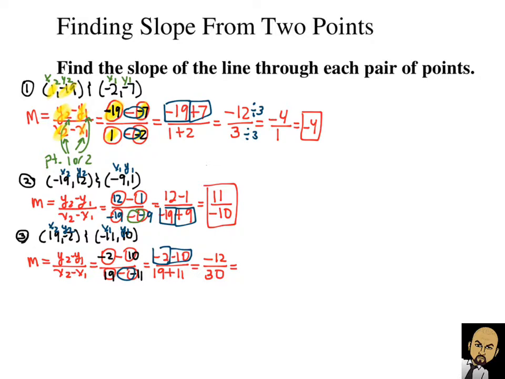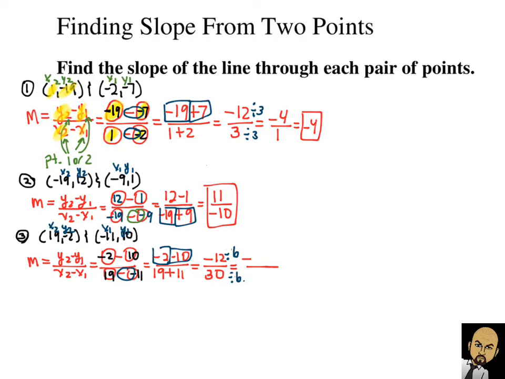Last but not least, we got to simplify. Well, our answer is going to be negative. Always put your sign down first. And what value can we divide 12 and 30 by? Now, a lot of you are probably thinking 2. Well, that is true, but there's actually a bigger number you can divide 12 and 30 by. And that's going to be the value of 6.